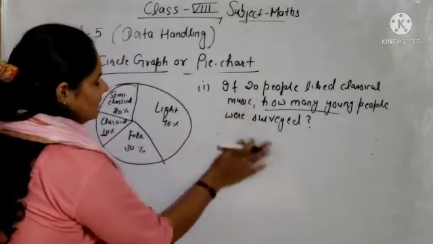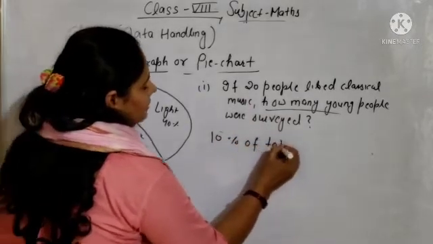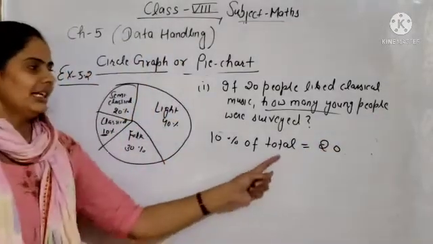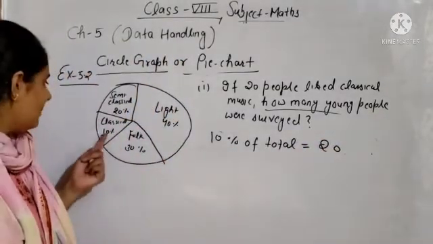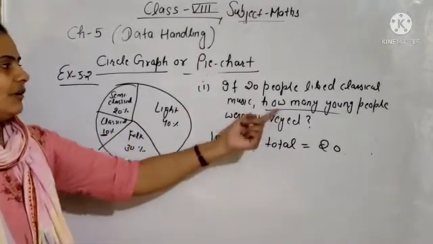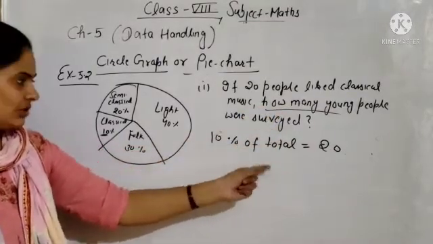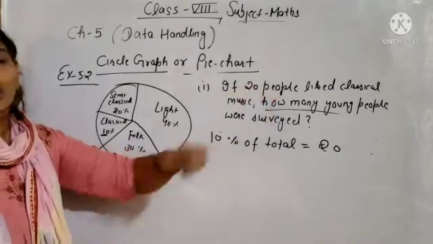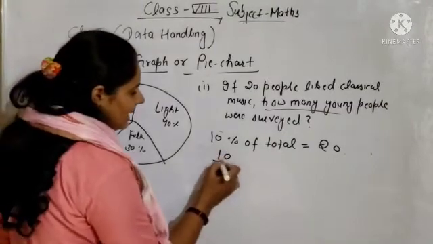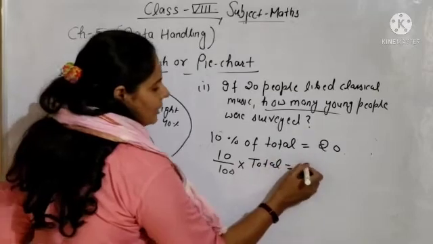You have to find out 10% of total is equal to 20. It is given 10% of total is equal to 20 because 10% of people liked classical music. So you have to find out how many young people were surveyed, so total people you have to find out. So 10% of total means 10 by 100 multiply total, or you can say young people, is equal to 20.